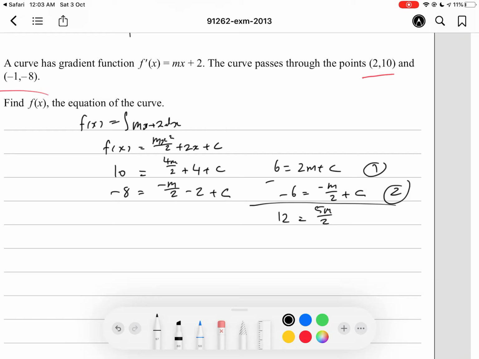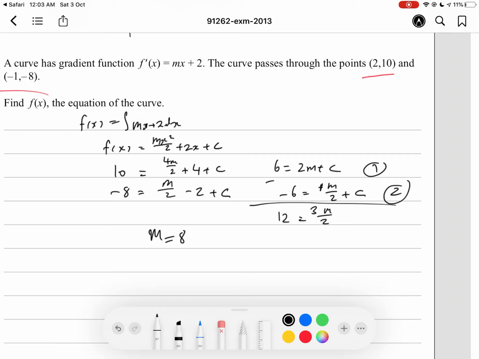Oh, I apologize. Negative 1 squared is actually positive 1. So this is actually m over 2, and this is positive m over 2 here. So this is actually 3m over 2. So 12 over 3m over 2. Alright, so we should get that m equals 8.